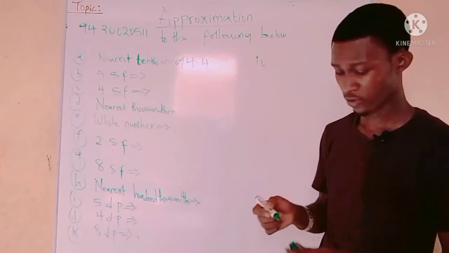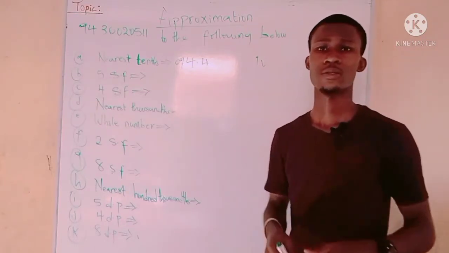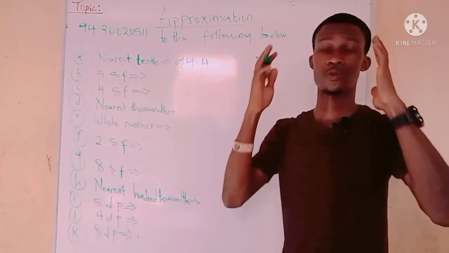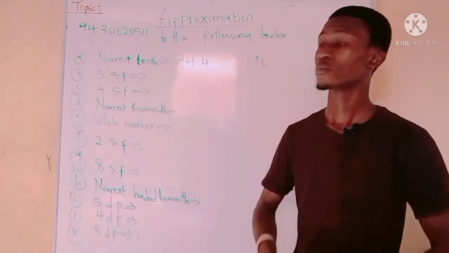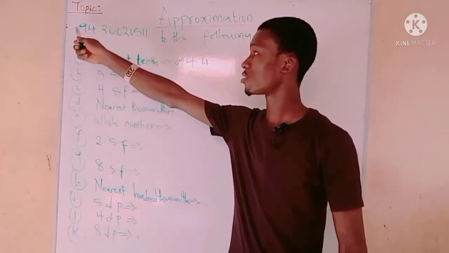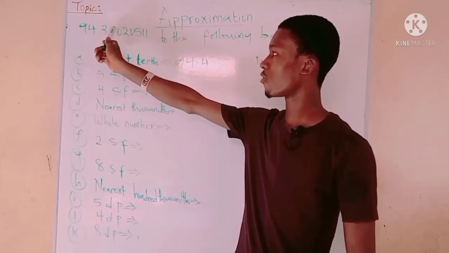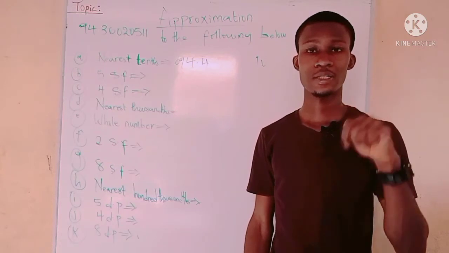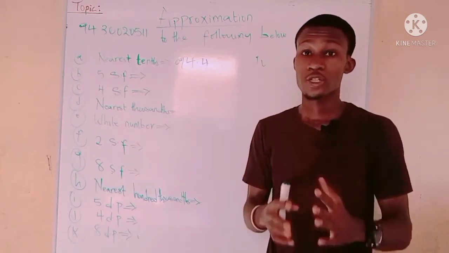Now, 5 significant figures. How do you go about it? In this case, there is no 0 starting, so we're just going to move ahead. You count the first 5 digits: 1, 2, 3, 4, 5. Now the first number to disappear is what? Answer that in the comment section. 2 is the first number to disappear.